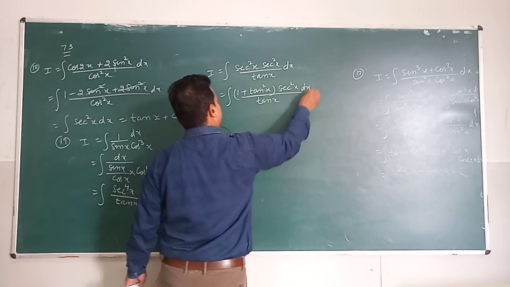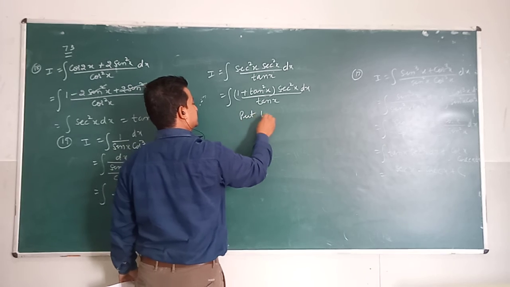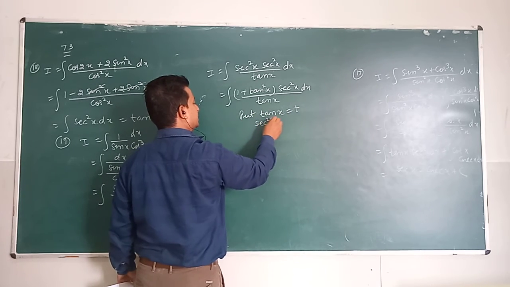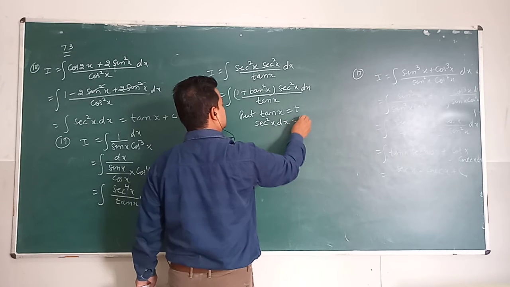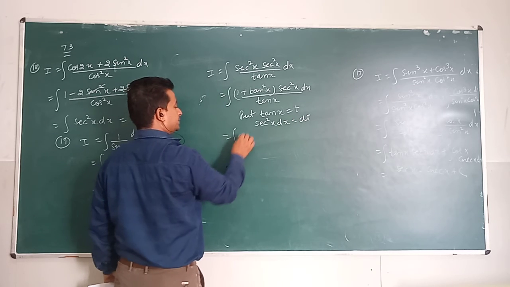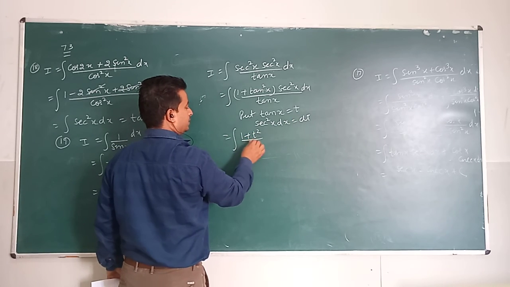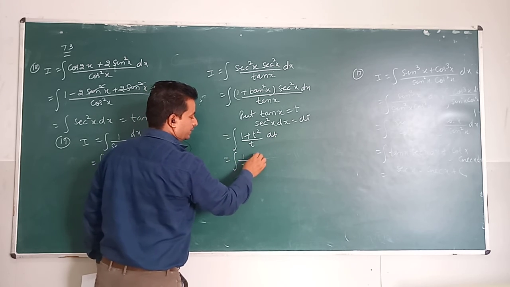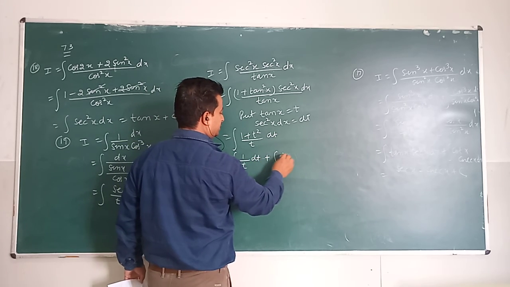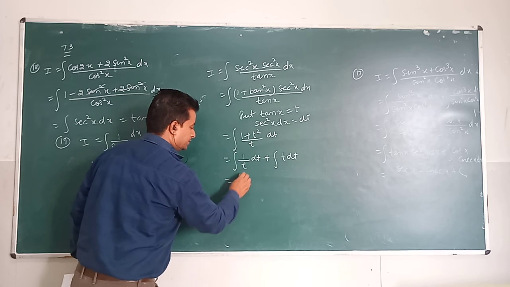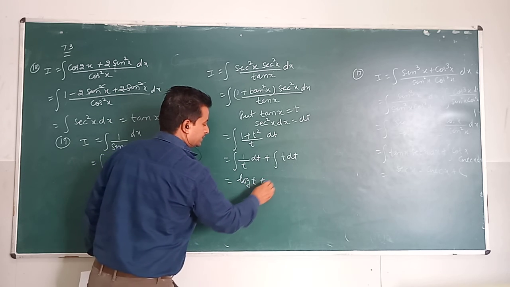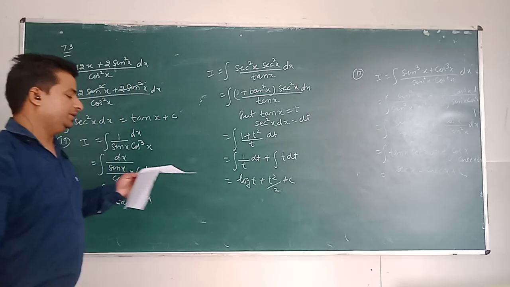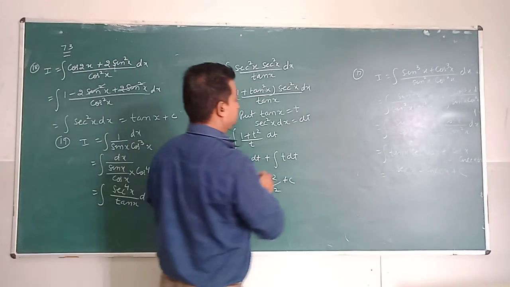After this, we put tan x equals t. So the derivative of tan is secant square x, dx equals dt. So its integration is 1 plus t square upon t into dt. When we separate these terms, 1 upon t dt, this is t dt. So its integration is log t, and this integration is t square by 2. Put the value of t, you will get the answer.